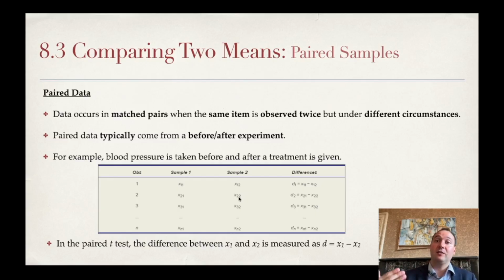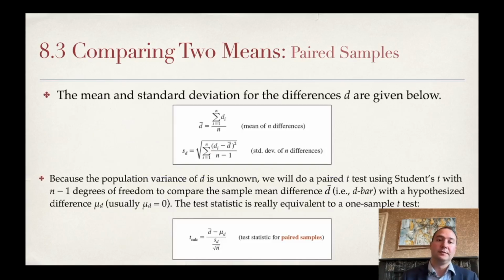So if you have paired samples, then we have a different test we can use called a paired t-test, which is a little bit different than the previous examples. The mean and standard deviation for the differences D are given below. Because the population variance of D is unknown, we will do a paired t-test using Student's T with n-1 degrees of freedom to compare the sample mean difference, D bar, with the hypothesized difference, mu difference. Usually, mu difference equals 0.